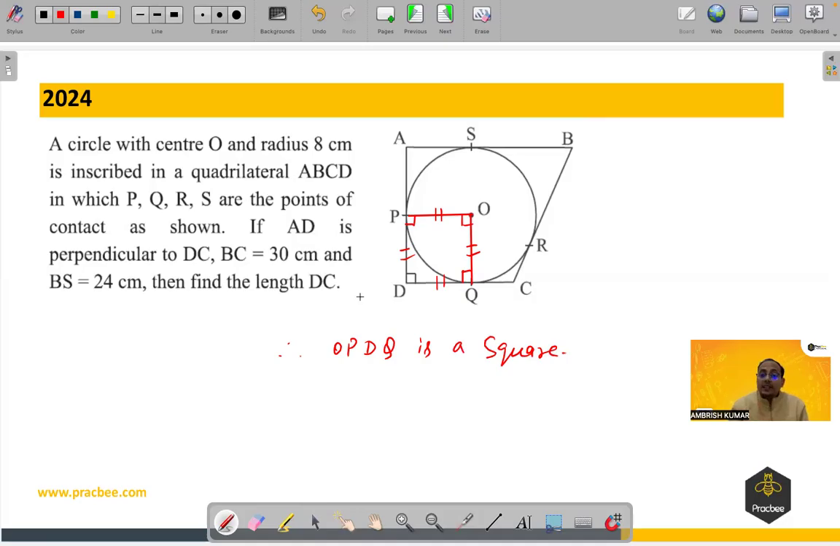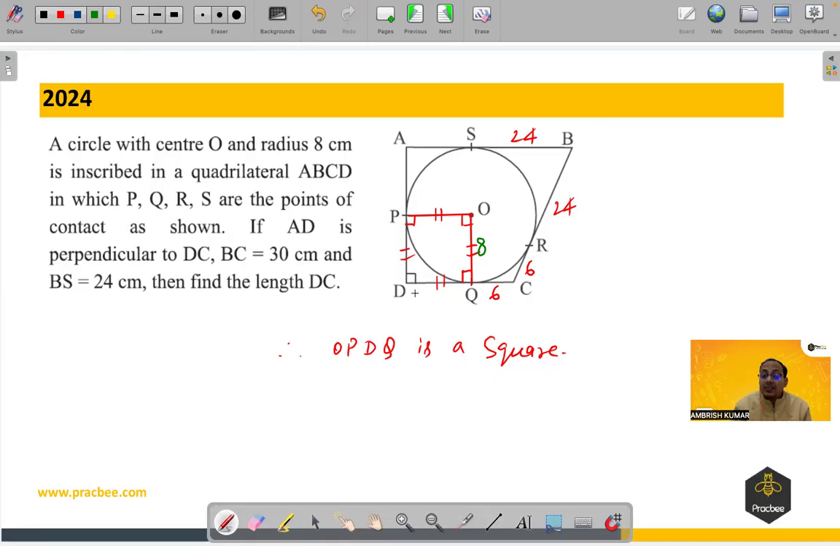Now BC length. What is your B to C? This complete B to C length is given as 30 centimeter, and BS is given as 24. So BR will also be 24. BR is 24, so CR is going to be 6. 24 plus 6, 30. So QC is again going to be 6. Right? Now the radius is given as 8 centimeter. So OQ is already given as 8 and it is a square.